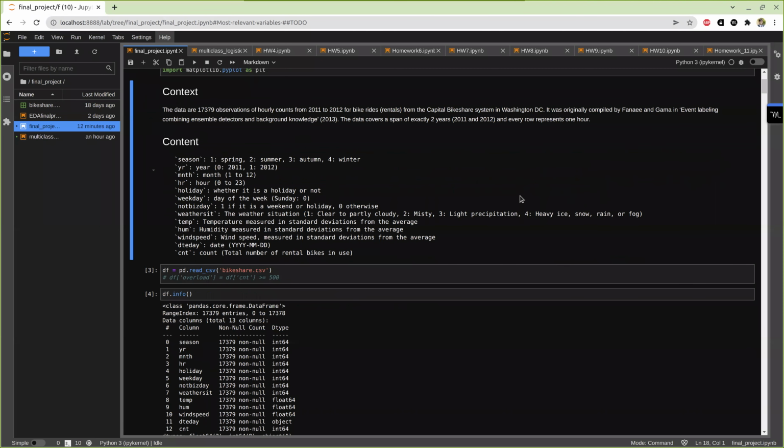And we have descriptions of our variables. A lot of it is categorical and encoded as numbers. And then we have lots of information about the time and what kind of a day it is, whether it's a weekday or a holiday, and how bad the weather was that day, and temperature, humidity, wind speed for that day, as well as the total number of rental bikes that were used in that hour.